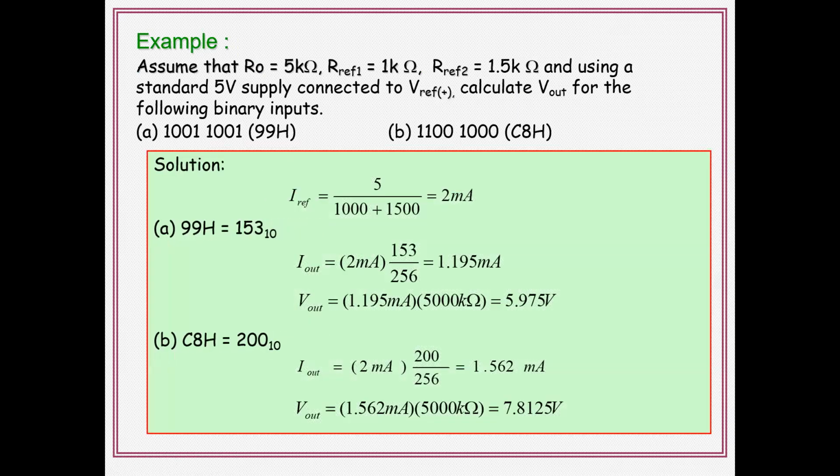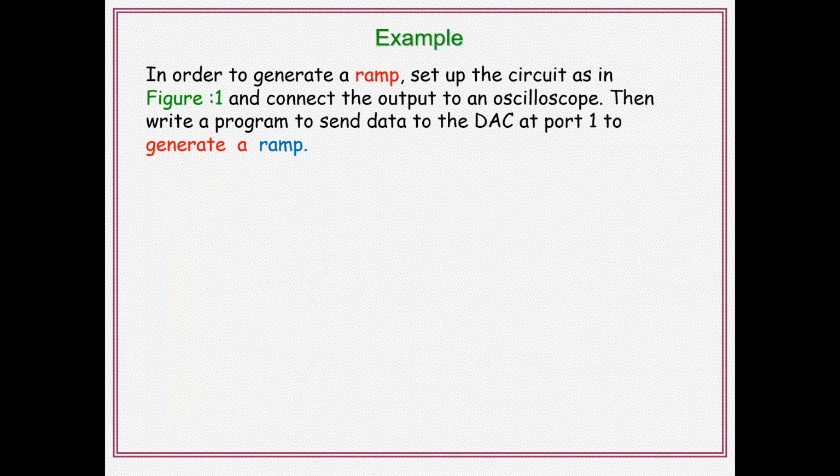Next one. Example: in order to generate a ramp, set up the circuit as shown in figure 1, the same circuit whatever we discussed in the previous one, and connect the output to the oscilloscope. Then write a program to send data to DAC at port 1 to generate a ramp. So our aim is to generate a ramp on port 1.